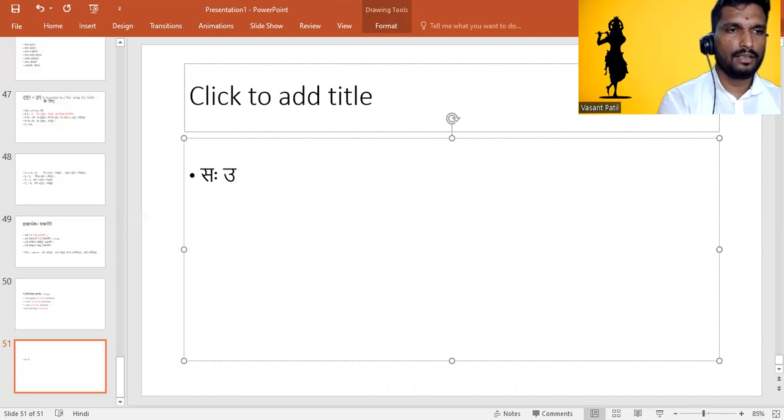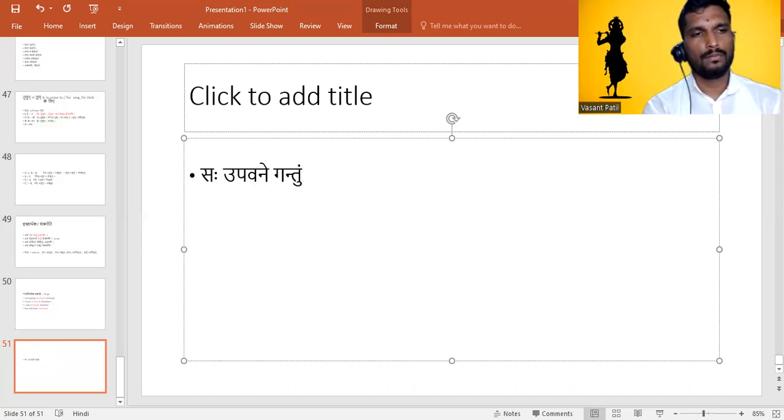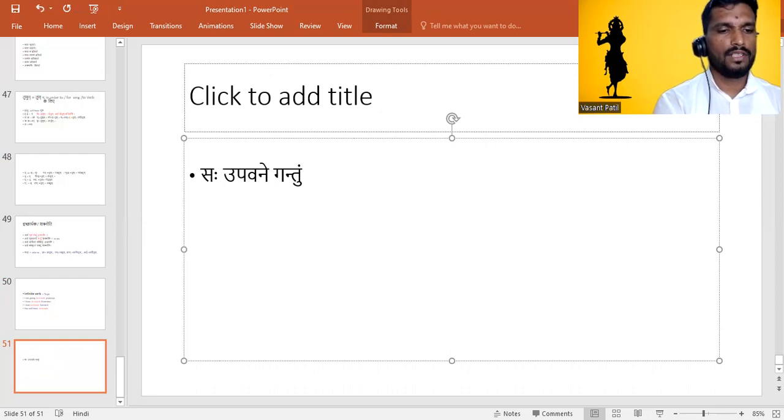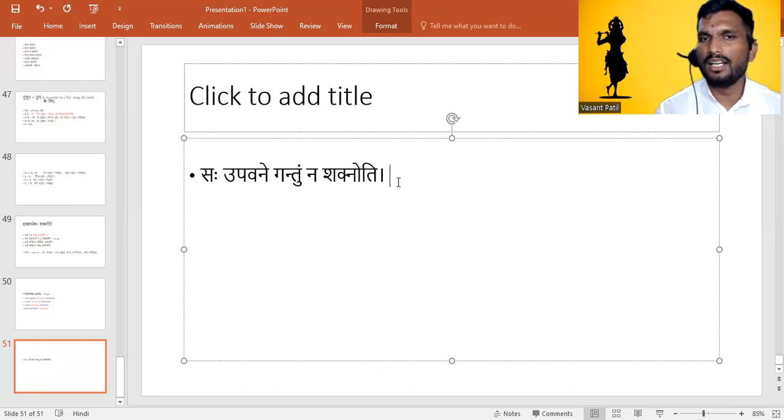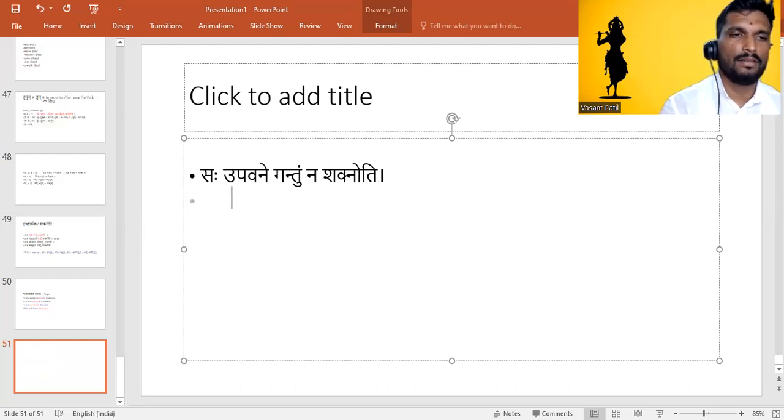Upavane gantum na shaknoti. He is unable to go in the park. Na shaknoti, unable to. Gantum, to go. Upavane, in the park.